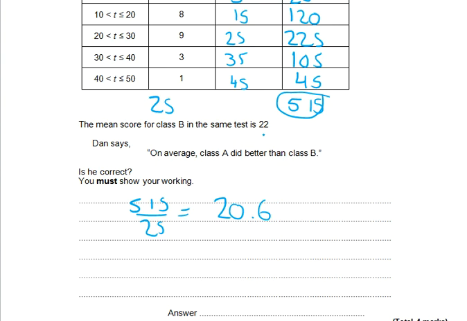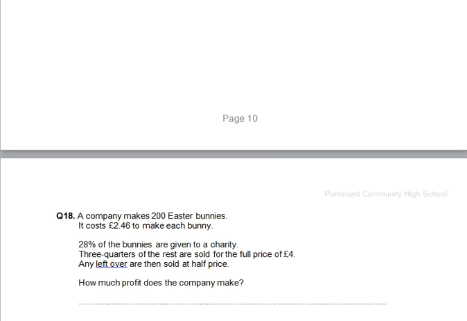So with this bit of information that we've worked out, our suggestion is that Class B done better with the information that we've ended up producing.